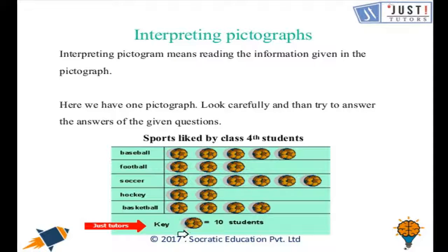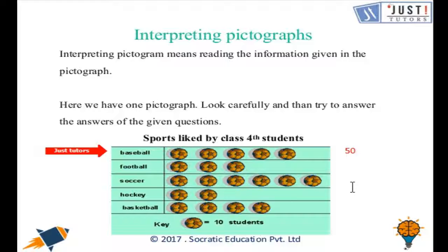So this indicates that this graph has been using scaling. So 1 basketball or 1 football is equal to 10 students. So could you try to write down the number of students who like the sports respectively? For baseball, how many students like baseball? There are 5 baseballs drawn and each baseball represents 10, so there would be 50 students who like baseball.